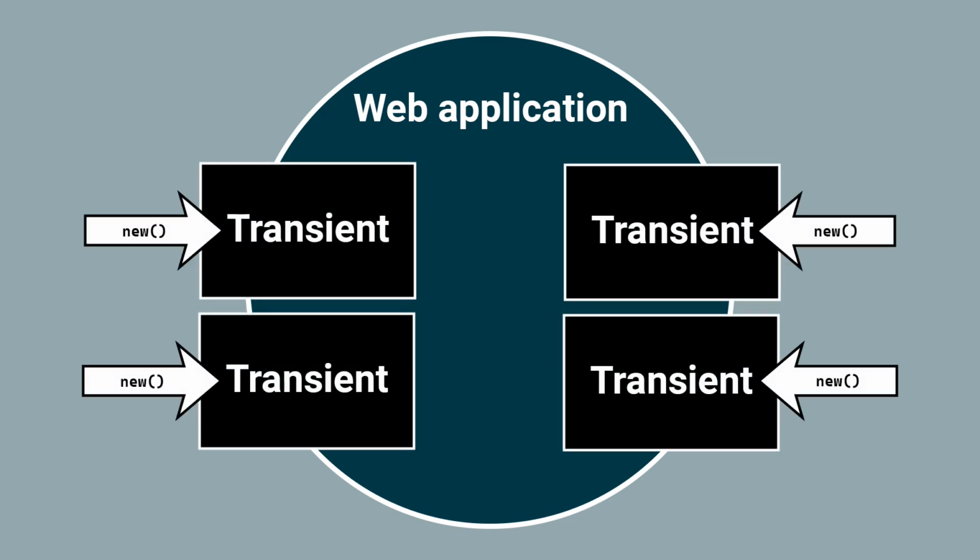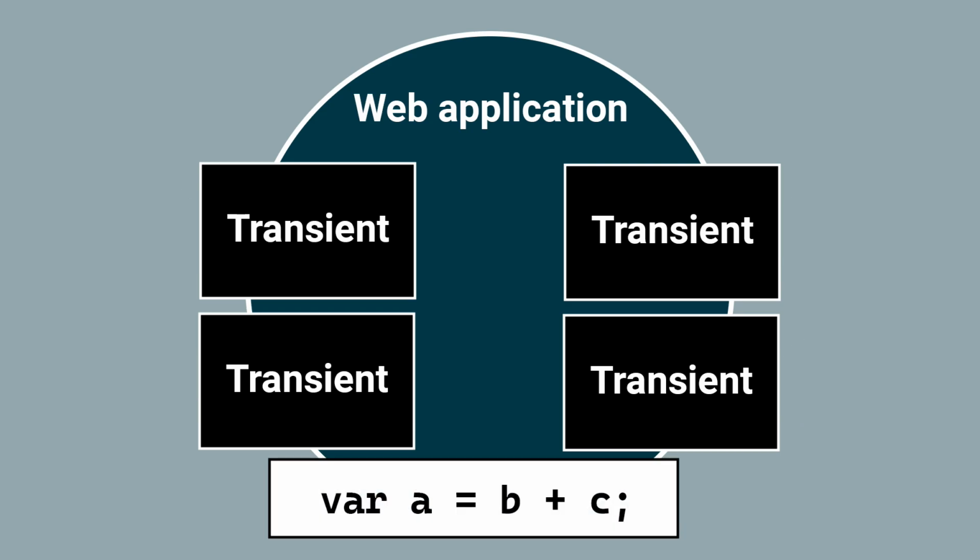Every time a transient service lifetime is injected, it will create a new instance. This is ideal for services that are lightweight, stateless, and don't need to be shared. Examples of this include performing calculations or formatting a message.